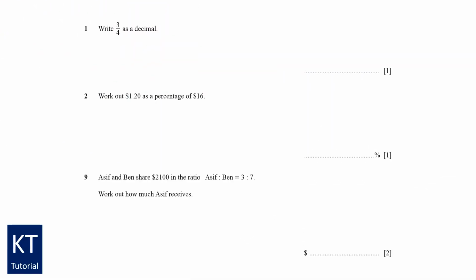Question 1 wants us to write 3/4 as a decimal. Knowing that a decimal can be expressed as a fraction, with its denominator being an order of 10, 3/4 is equal to 75/100 and a decimal of 0.75.